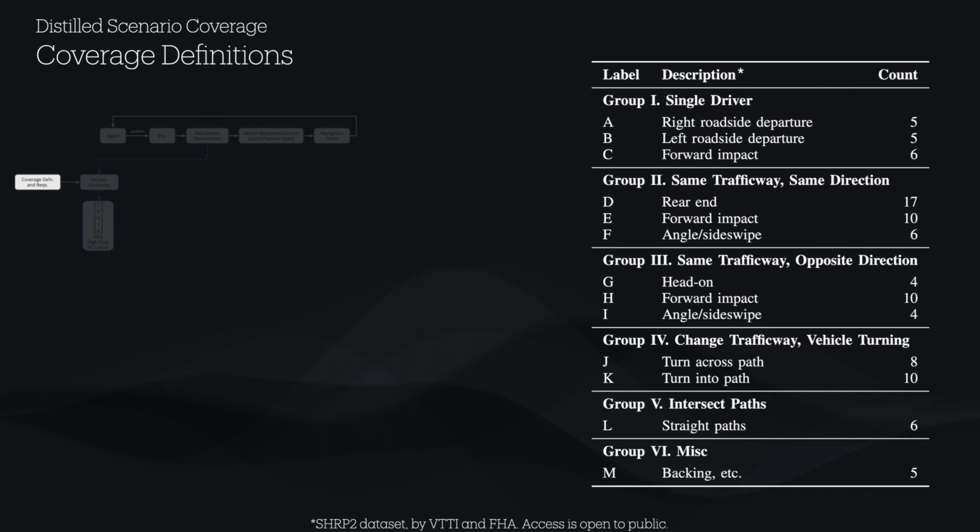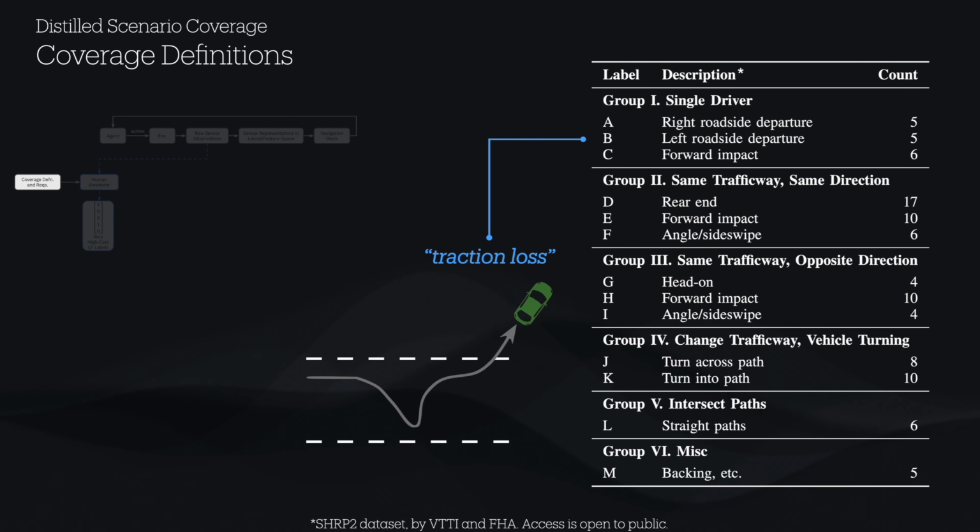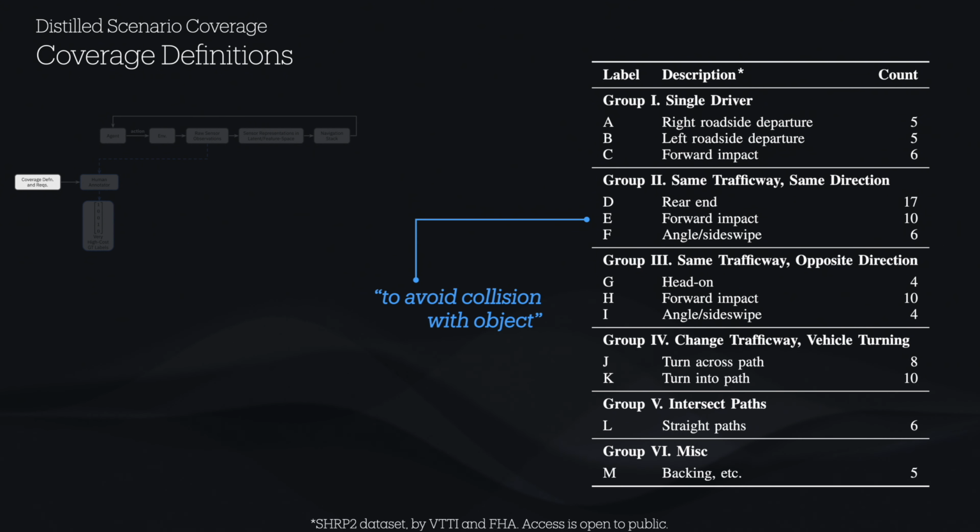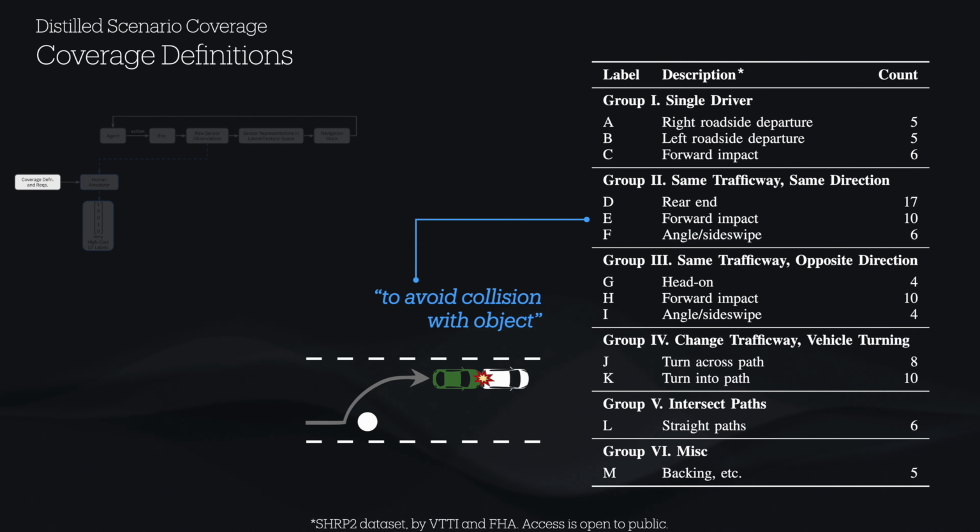To give some examples, group number 1B, for example, is where a single driver has a left roadside departure. One category is essentially traction loss, which is the vehicle losing its traction and thereby departing from the left side. Another example might be group 2E, where we have a forward impact. One of the categories is to avoid collision with an object. What essentially happens is, green is the ego vehicle here, and to avoid a collision with that circular object, it makes a rough maneuver, thereby leading it to crash into a different vehicle on the road, and so on.